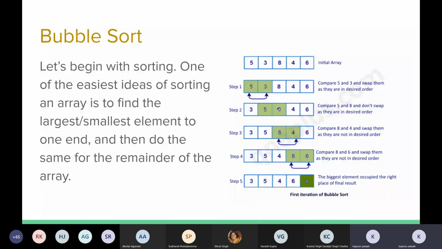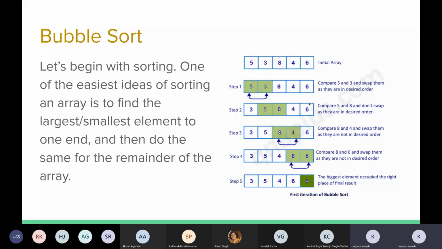Then the element at the third index is 8. You compare it with the one at the fourth, which has value 4. Okay, 8 is heavier than 4, so we swap it. Now we've gone to 8. Compare 8 with 6. 8 is bigger than 6, swap it. Now you have 8 at the end. That was the heaviest element.